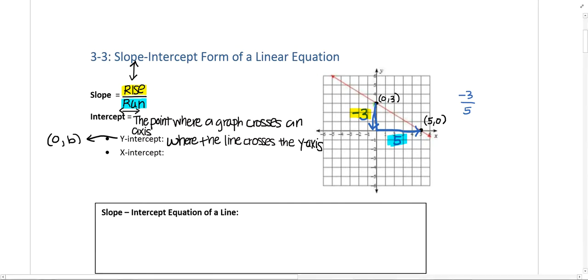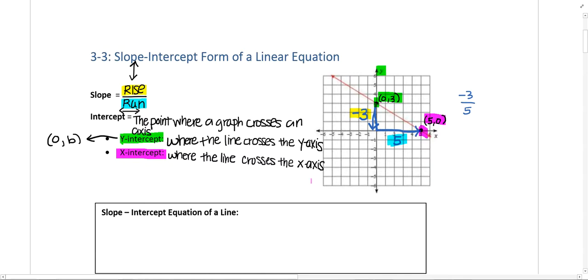So let's take a look at where our y-intercept is. In fact, we already put it. It's right here. It's where this line crosses the y-axis. Remember, the y-axis goes up and down. So that point is (0, 3). So this is our y-intercept. Similarly, the x-intercept is where the line crosses the x-axis. We've marked that point as (5, 0) in our example. So our x-intercept is right here. We don't have a special letter that we use for the x-intercept.